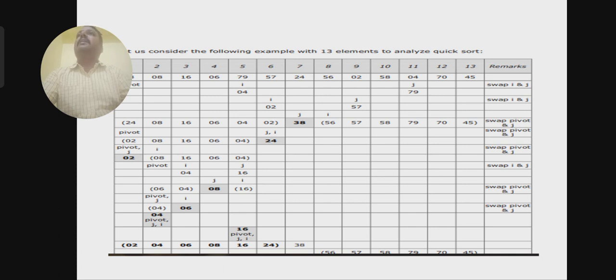Then next J will be moved from right to left. The next smallest element is the 7th position, number 24. Now it has crossed the I pointer, so we interchange or swap the pivot element. This way we solve the sorting using the divide and conquer method. Finally we get the solution.